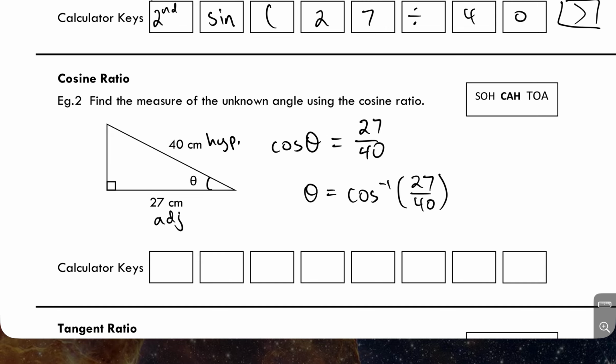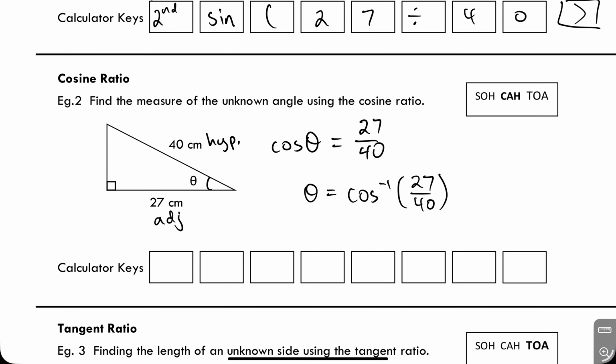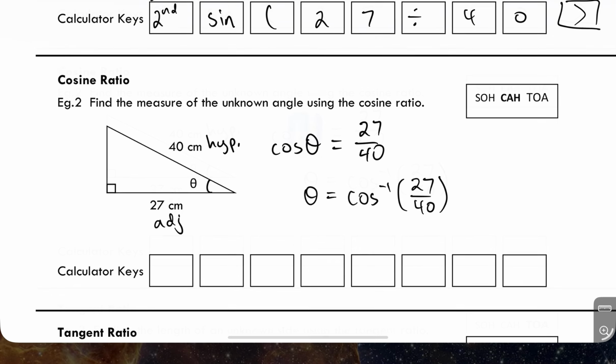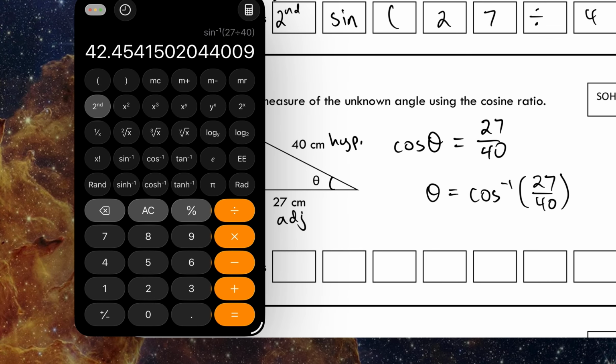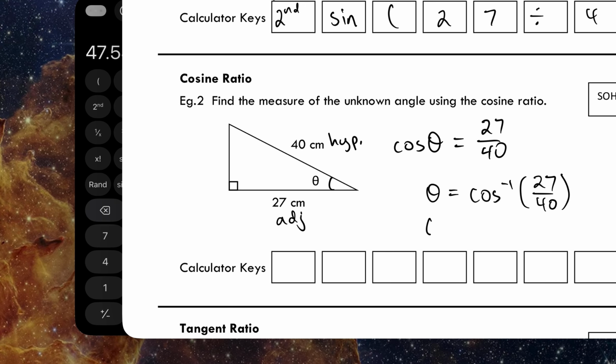And again, taking our calculator, just want to find my calculator. Okay, if I do the cosine inverse of 27 over 40, we get our answer, 47 degrees. Let's round that to 48.